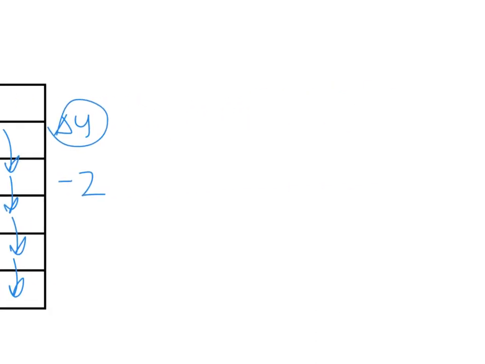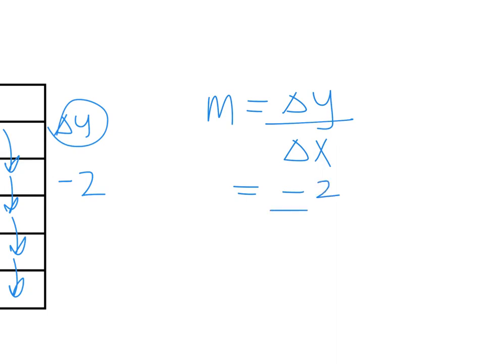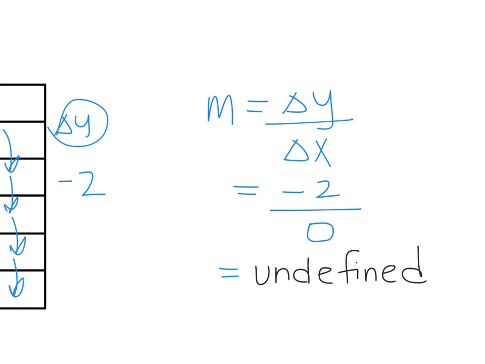If I plug those numbers into my slope equation, I'm going to have negative 2 divided by 0. But remember, if you were to do negative 2 divided by 0 in your calculator, you would get an error. So this is a line that is going to have an undefined slope. If you were to plot the points from the table of values onto a grid, you would find that you would get a line that is completely vertical. And vertical lines have a slope that is undefined.